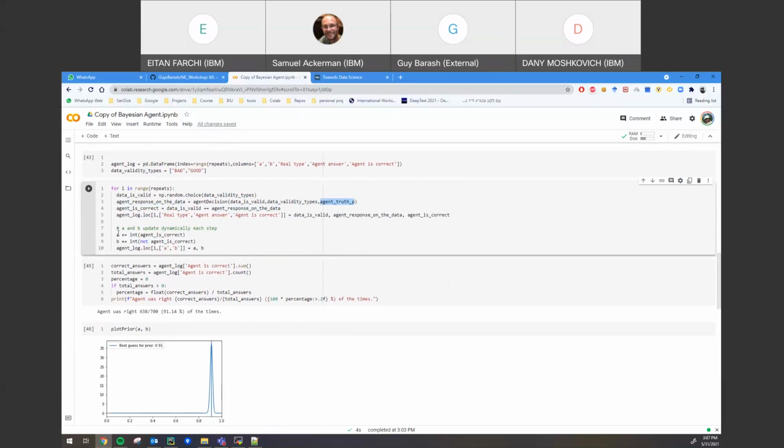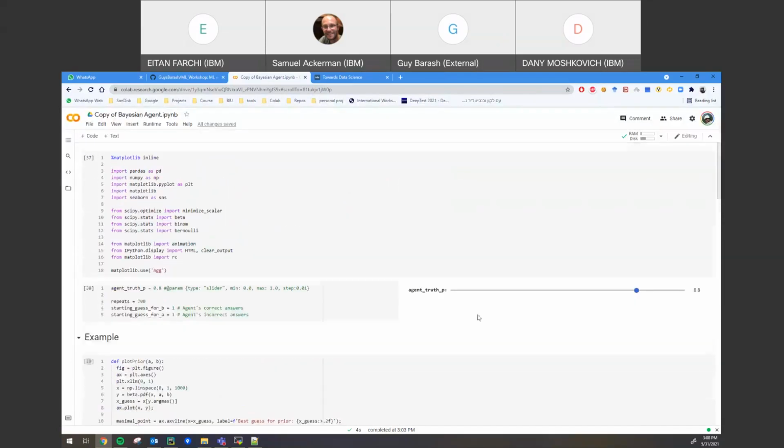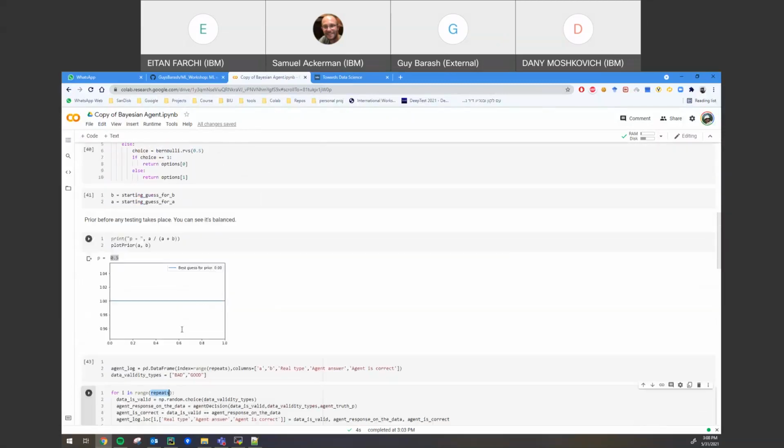So each time we update it. Either it's a good answer, so we increment A, or it's a bad answer and we increment B, and we store it. And you can see that after the 700 steps, this is the distribution that you get. You can see it converged on 0.9, which makes sense. If he's right 80% of the time, he gives the right answer, and the other one is random, you can see he has a 90% chance of getting the right answer.